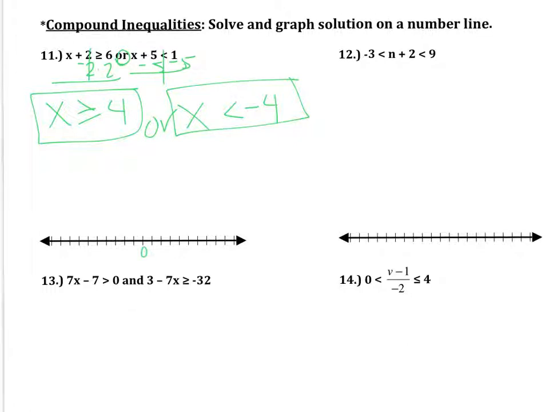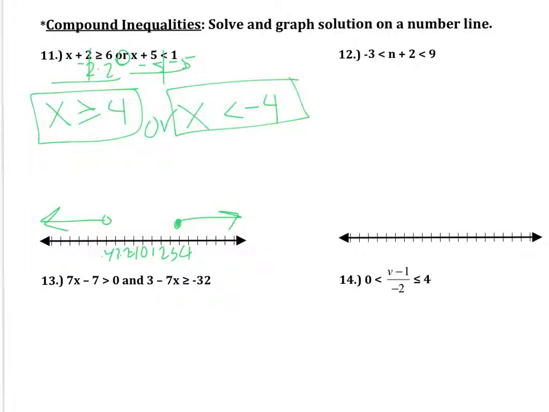So on our number line, we're going to plot some points. So at 4, we have a closed point going to the right. At negative 4, we'll have an open point going to the left. And again, this should be an OR inequality. They should be going in opposite directions, which they do.